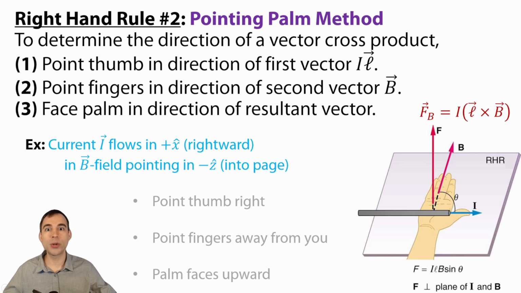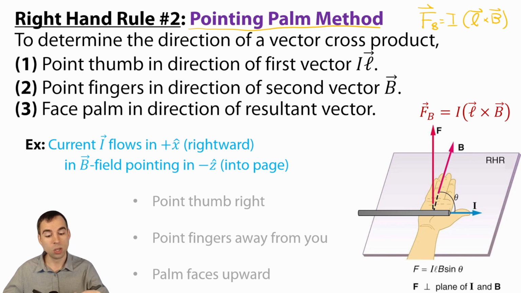Right-hand rule number 2 is called the pointing palm method, and this can be used to solve for the direction of any vector cross product. For now, we'll just focus on the magnetic force, which is F_B is equal to I times the cross product L cross B. And so that'll be our example, but this would work for any other cross product as well.